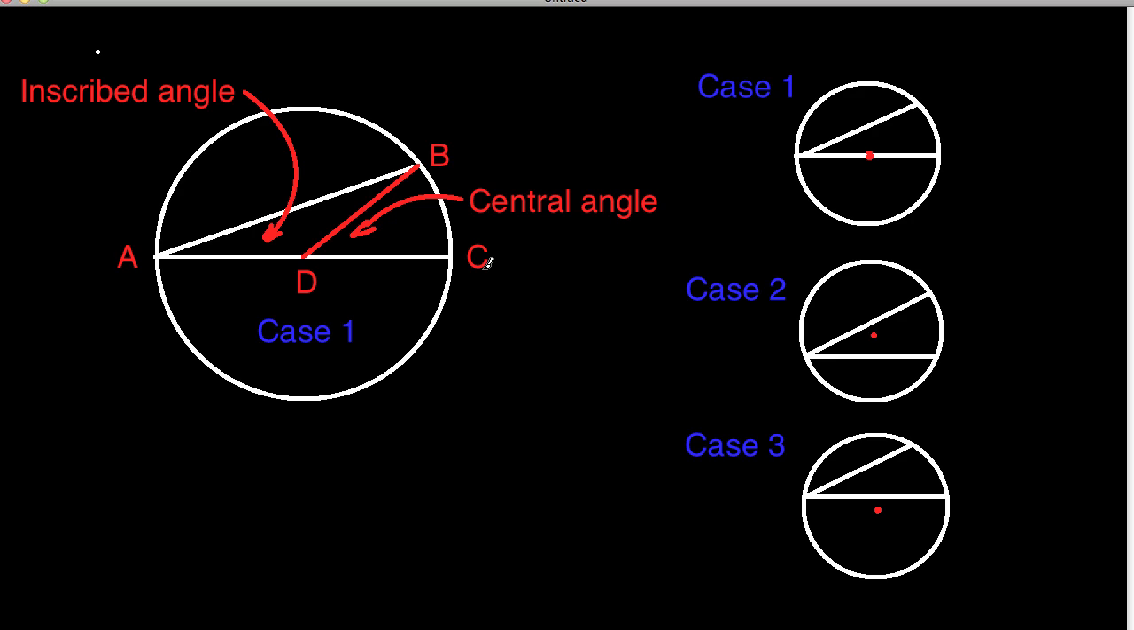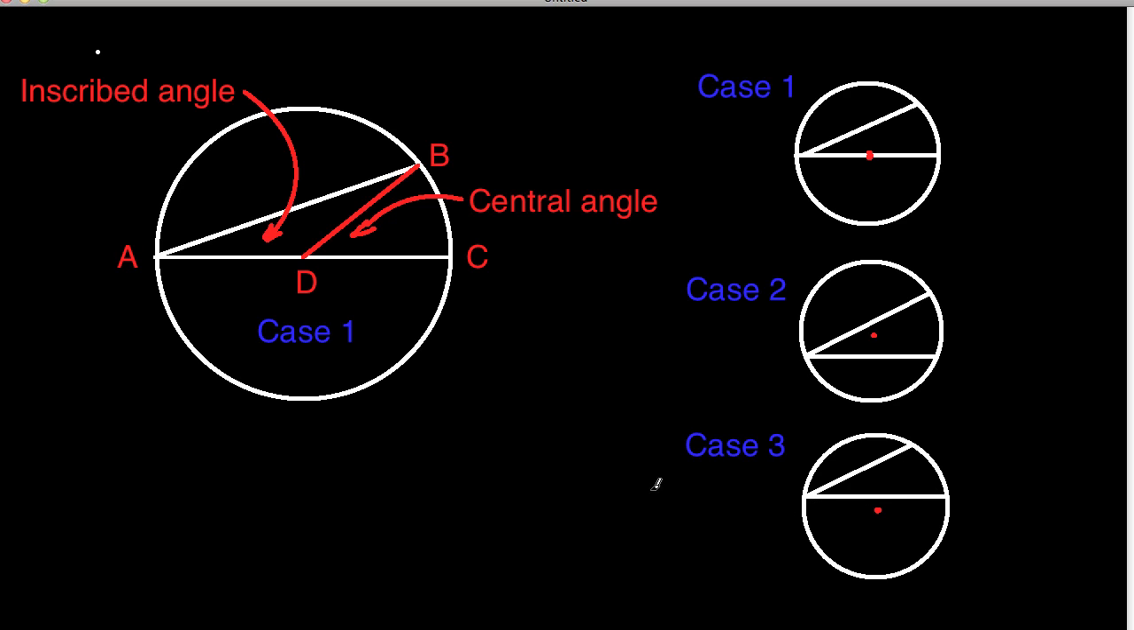So how can we show that's true? Well, there are going to be three cases that we have to consider. The one case is where one side of the angle is the diameter of the circle and goes through the center point of the circle. A second case will be when the center point of the circle is interior to the inscribed angle, as shown here.